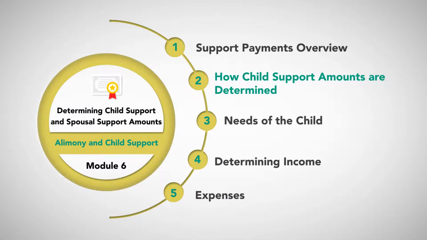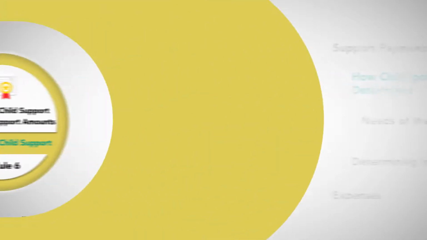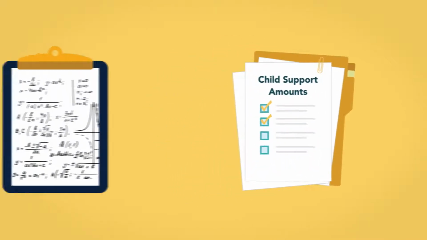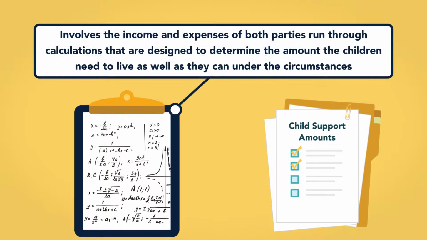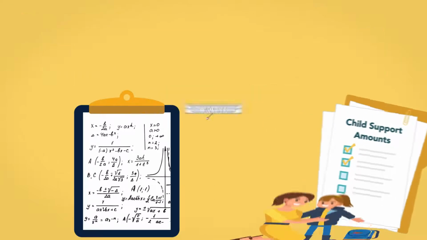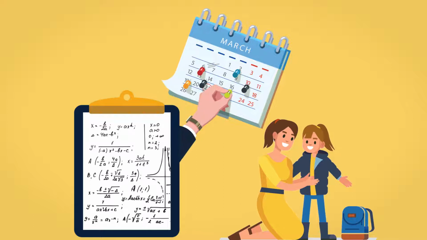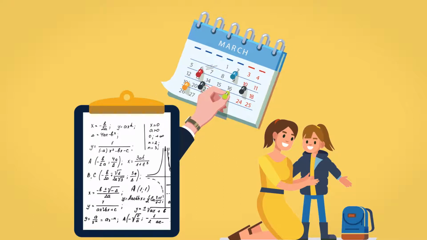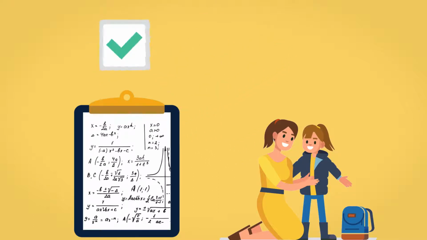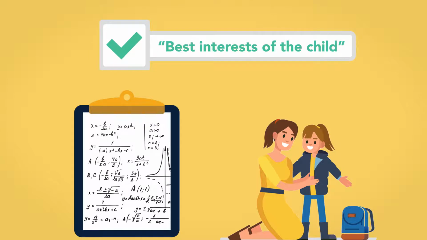How child support amounts are determined. Child support amounts are determined using a complex formula that involves the income and expenses of both parties run through calculations that are designed to determine the amount the children need to live as well as they can under the circumstances. The formula considers the amount of time that the children spend with each parent. This all goes under the category best interests of the child.